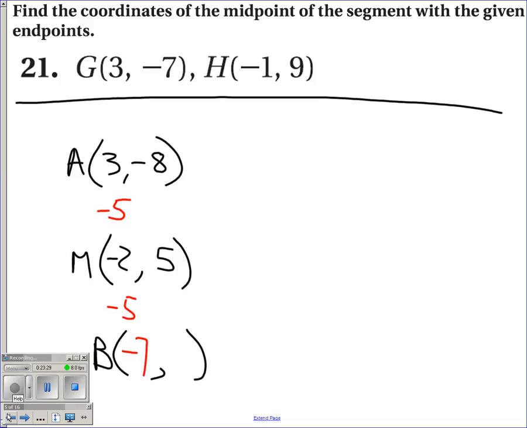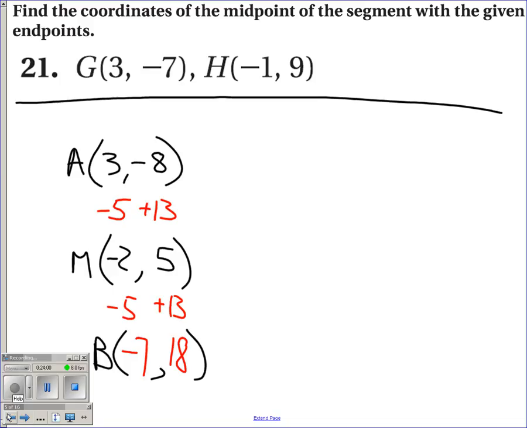Well, let's go to the y coordinates. -8 plus what equals 5? Well, -8's on the left side of 0, so we have to go 8 units to get to 0 plus another 5. That's plus 13. Well, if I'm moving positive 13, I also have to add 13 on the other side. So 5 plus 13, 18.